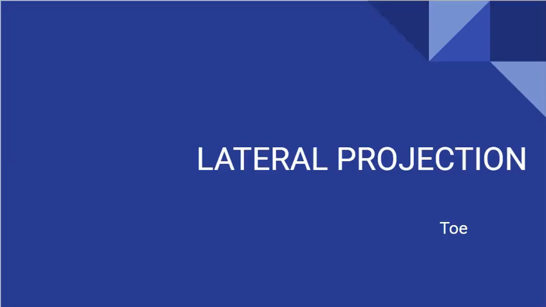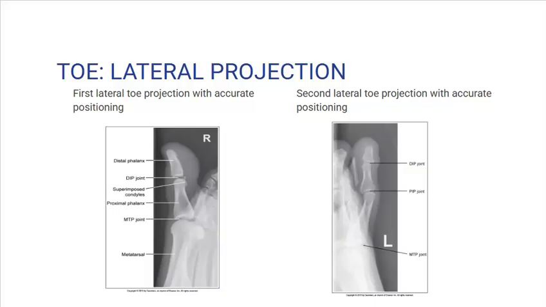Let's move on to our lateral projection of the toe. Image analysis guidelines for the lateral projection of the toe state that the condyles of the proximal phalanx are to be superimposed. There is no soft tissue or bony overlap from the adjacent toes. The interphalangeal joint for the first toe and the PIP joint for the second through fifth toes are at the center of the exposure field.